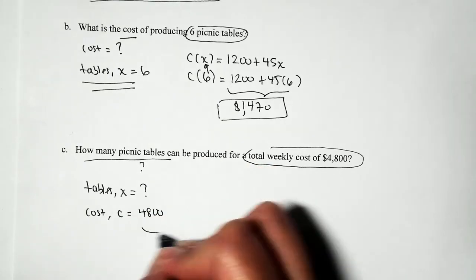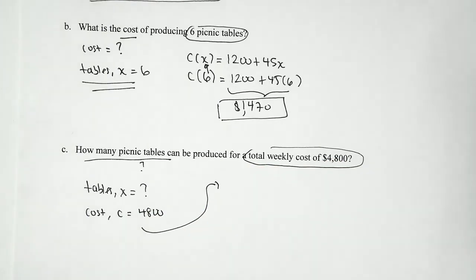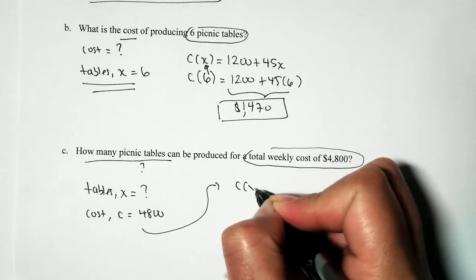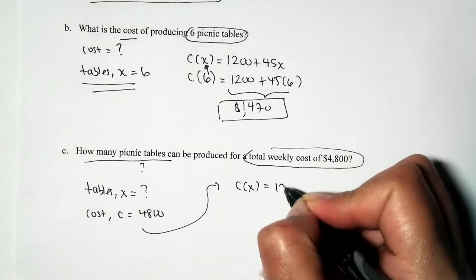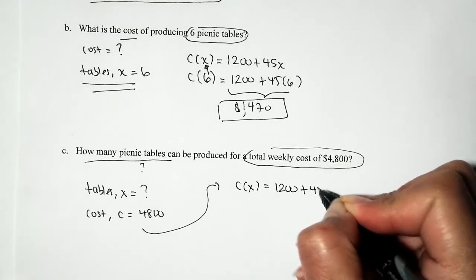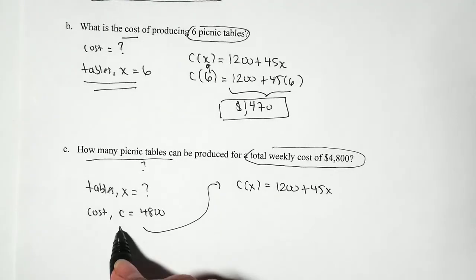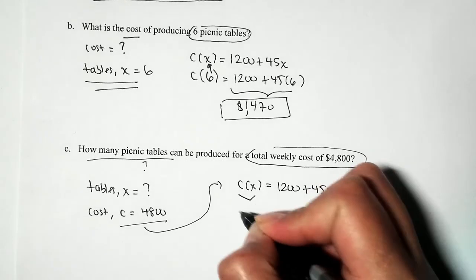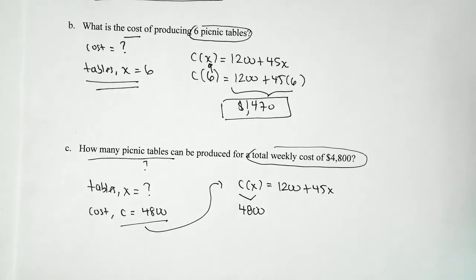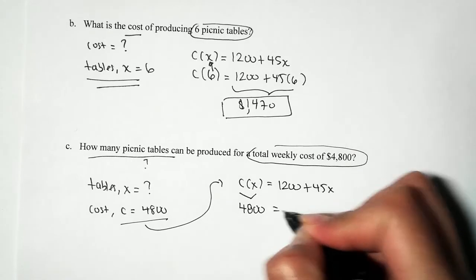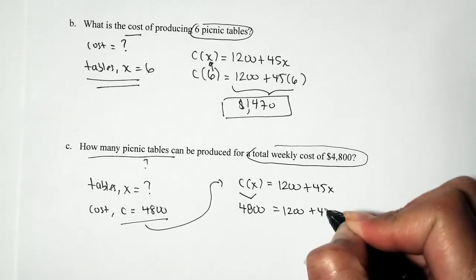You can answer this however you like, but I always like to start off with the equation or the function, because that way I don't have to worry about how I'm going to handle it. My equation or function will tell me. So we have C of x equals 1200 plus 45x, and I'm going to plug in what I know and then solve for what I want. The cost is 4,800, so let's substitute 4,800 for C: 4,800 equals 1200 plus 45x.